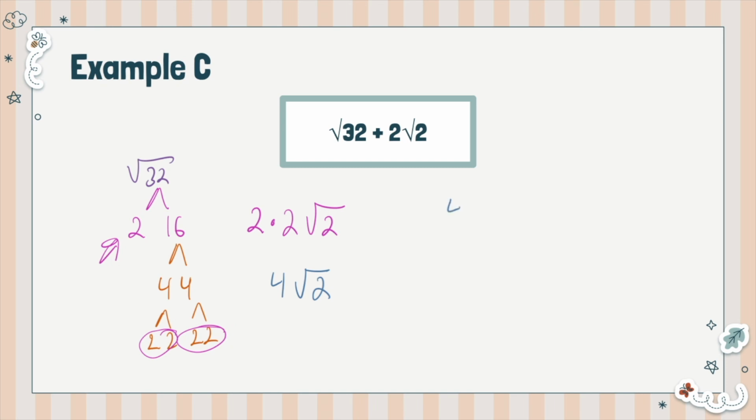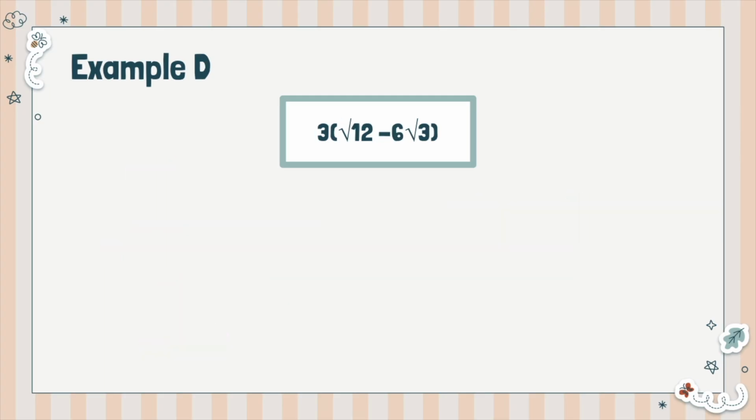So we've got 4 radical 2 plus 2 radical 2. So now we can combine only the coefficients. So 2 plus 4 is 6. Radicals are going to stay the same, 6 radical 2. Now let's take a look at the last example. So here in example D, we've got something we haven't seen before.